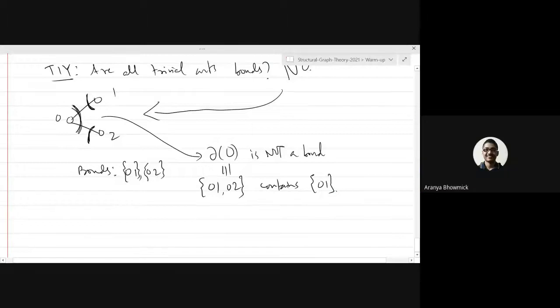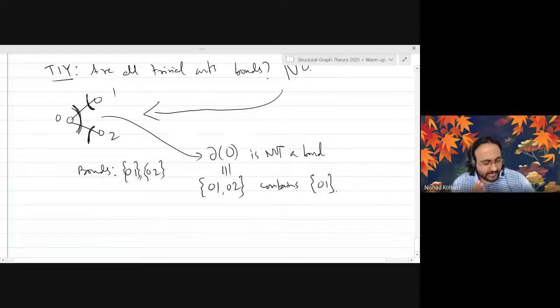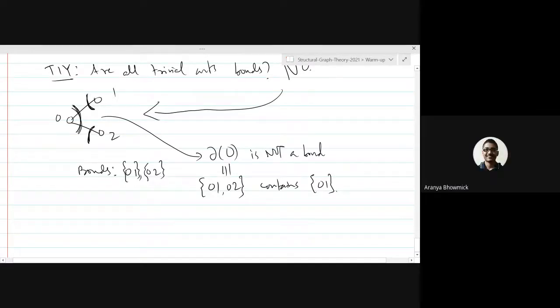Okay, got it. So trivial cuts and bonds are actually distinct concepts. Neither of them is a subset of the other in general. In specific examples you might find that, but in general, they are different ways of generating all the cuts. Okay, sir, got it, sir.